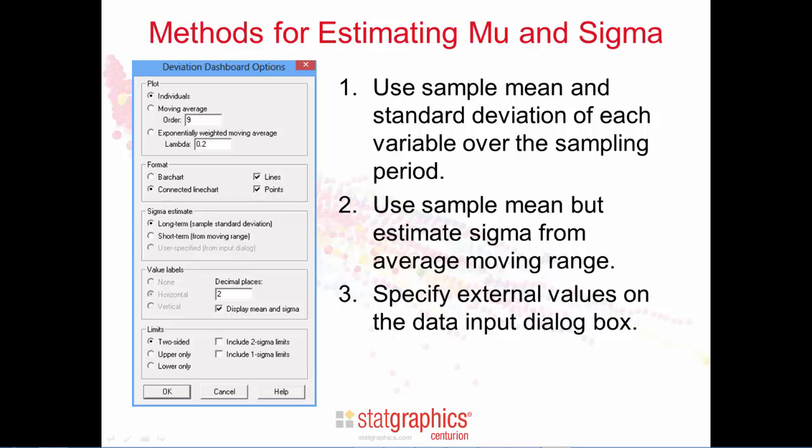There's a technical note I need to make about the method for estimating the means and standard deviations of each of the time series. There are three methods. The first is to use the sample mean and standard deviation of each time series over the entire sampling period. This is the method we used here, which is called the long-term method on the Analysis Options dialog box. There's also a short-term method, method 2, which uses the sample mean but instead estimates the standard deviation of each time series from its average moving range. This would be the manner in which the standard deviation would be estimated in an individual's control chart if you selected an initial study. The third approach would be to specify external values that come from outside the data.